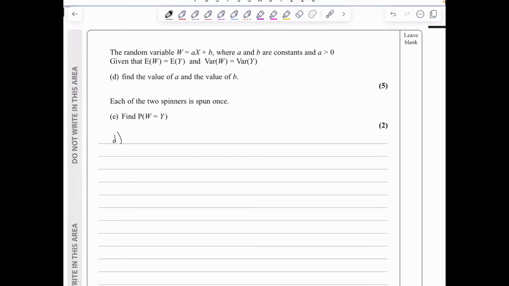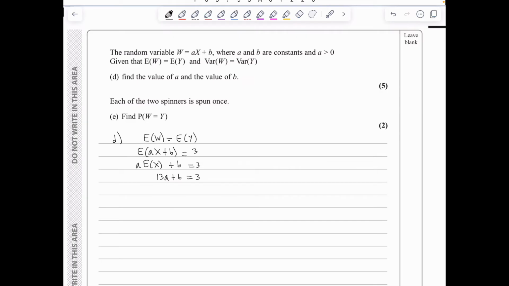So starting with the fact that the expectation of w is equal to the expectation of y, we know that w is ax plus b, so the expectation of ax plus b is equal to the expectation of y, which we found to be 3. So this means that a times the expectation of x plus b is equal to 3. And we know that the expectation of x is 13, so 13a plus b is equal to 3. We've got one equation linking a with b.